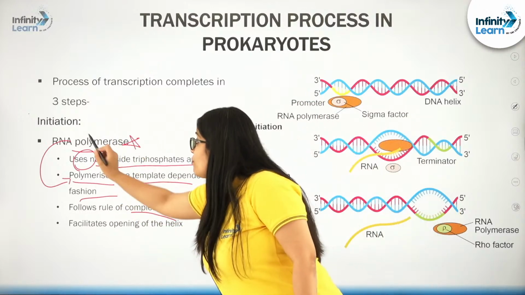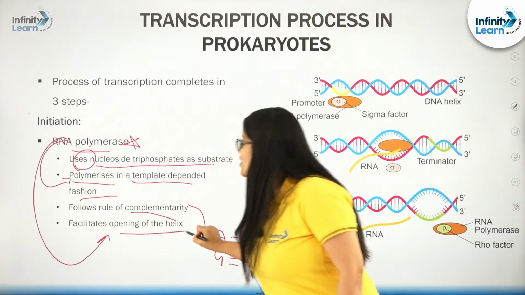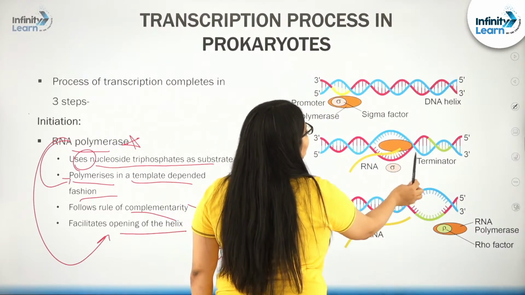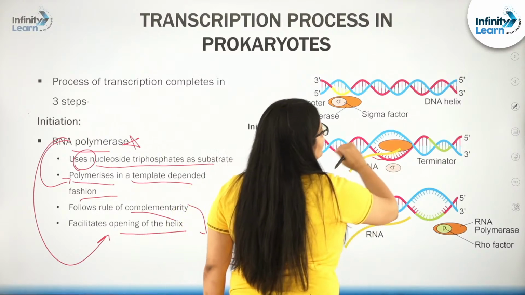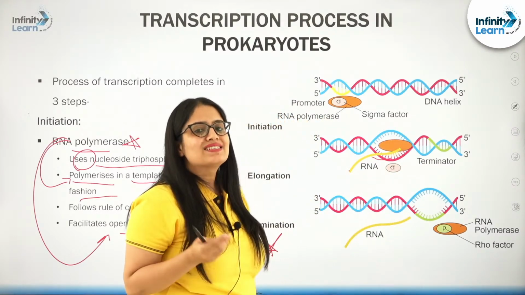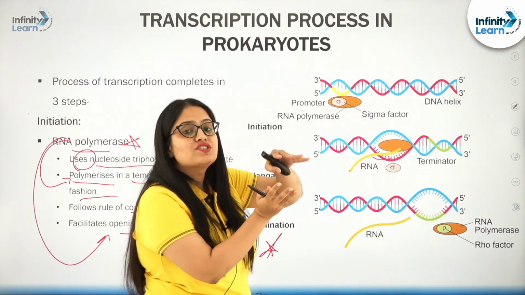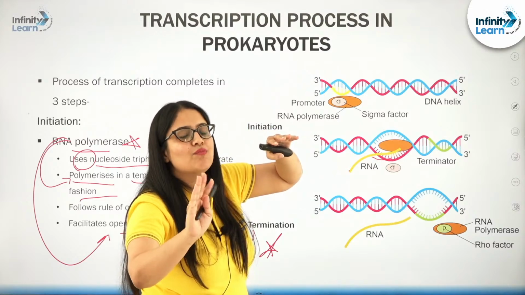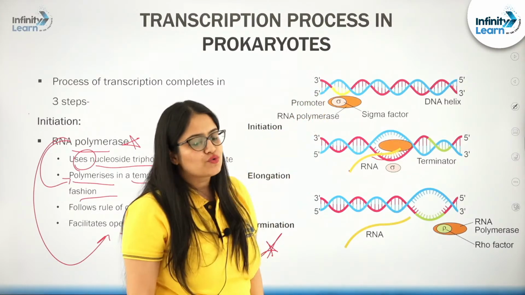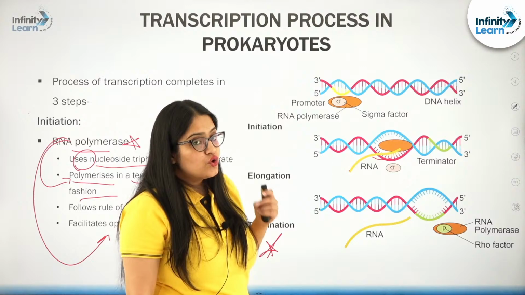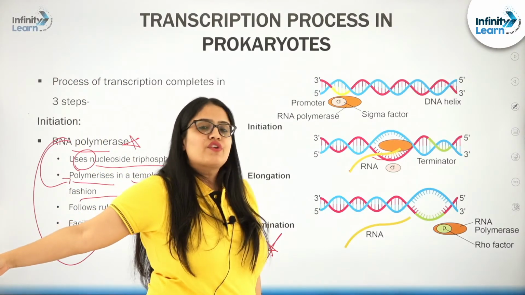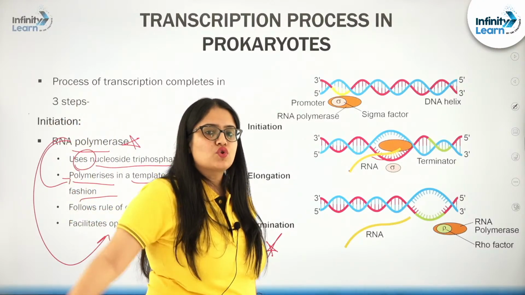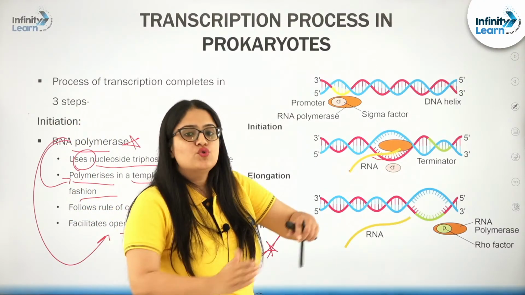Next, RNA polymerase will also facilitate the opening of the helix. So, remember students, if an RNA molecule needs to be synthesized using one of the DNA strands as a template, the DNA helix needs to open. Until the helix is opened, the RNA molecule cannot be synthesized, or the transcription process cannot take place. Note this point: when I was explaining the replication process, who was helping there? In DNA replication, the helicase enzyme was responsible for opening the helix.